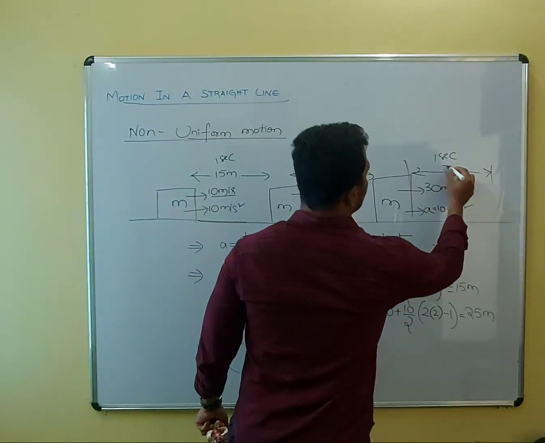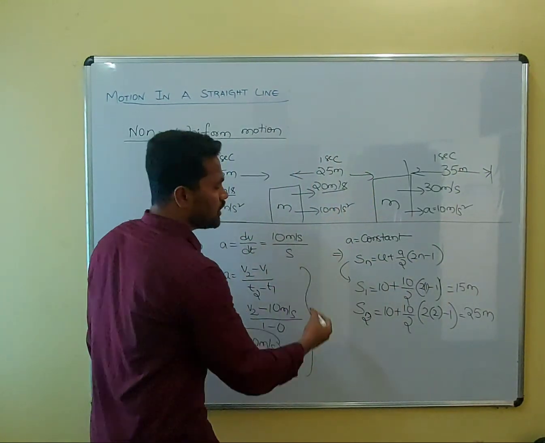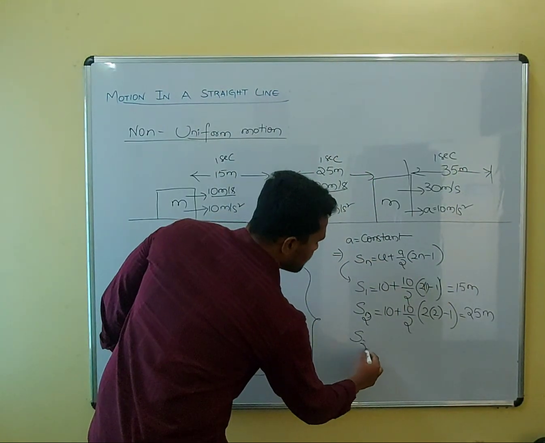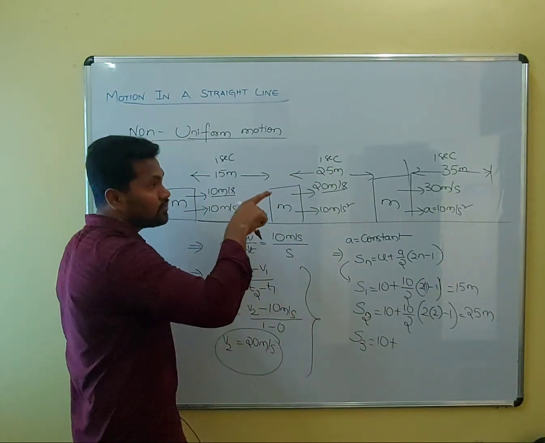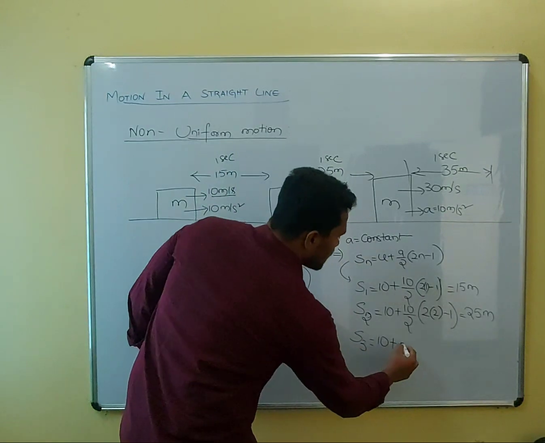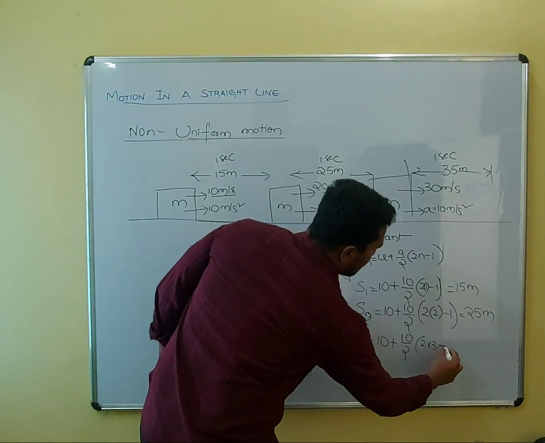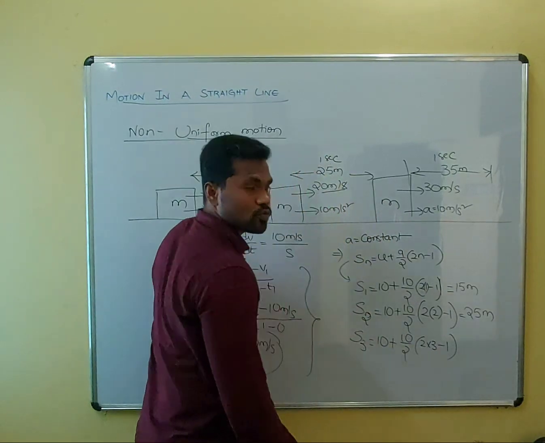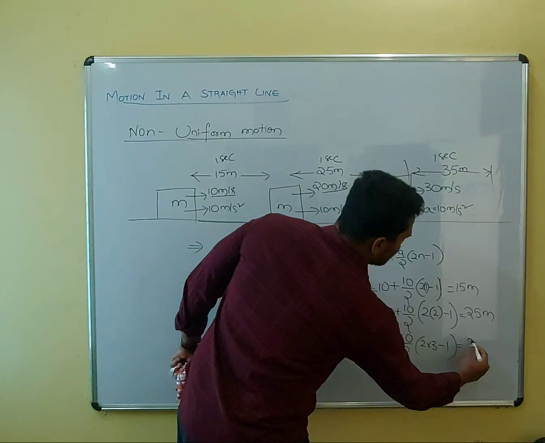So what is going to be the distance traveled by the object in the third second? 35 meter. If you want me to prove it, I will prove it. That is S3, the distance traveled by the object in the third second. S3 is equal to 10 plus 10 by 2 into 2 times 3 minus 1. 2 3s are 6, 6 minus 1 is 5, 5 5s are 25, 25 plus 10, 35 meter.